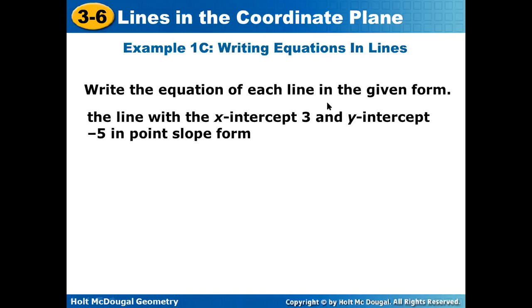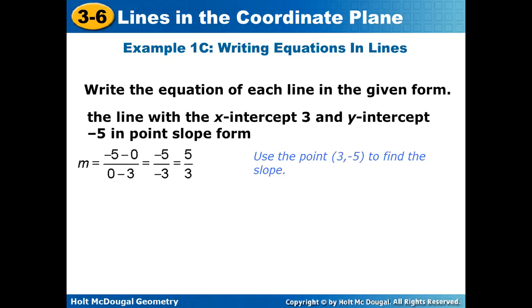Write the equation of each line in the given form. The line with the x-intercept 3 and y-intercept is -5 in point slope form. Again, point slope form, I don't need to keep repeating the formula. We all know the point slope form, right? But we have to find the slope for it, of course. Without the slope, you cannot do anything. So we will use the points 3, 0 and 0, -5 to find the slope.